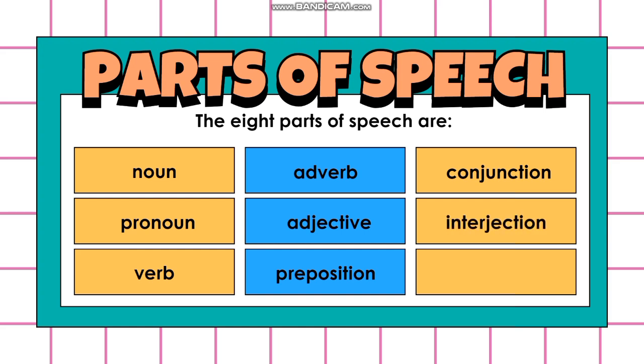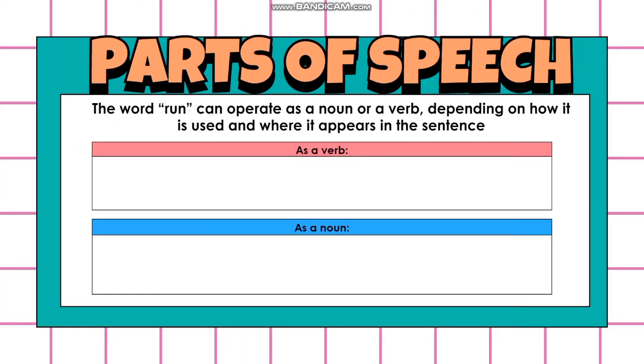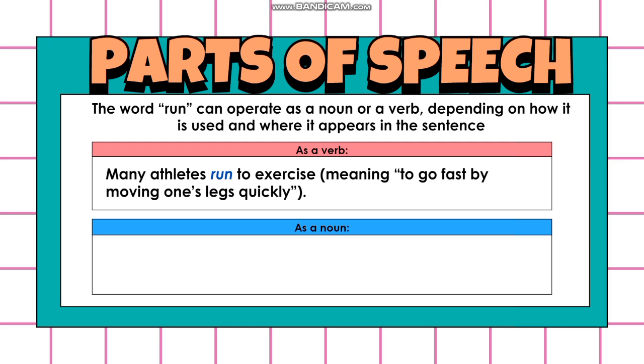Some books identify 9 parts of speech instead of 8, with the 9th being articles and determiners. Some traditional grammars also distinguish articles as separate parts of speech, distinct from determiners, which would make a total of 10 parts of speech. An example of how a word can have different meanings and functions is the word run, which can operate as a noun or as a verb, depending on how it is used and where it appears in the sentence.